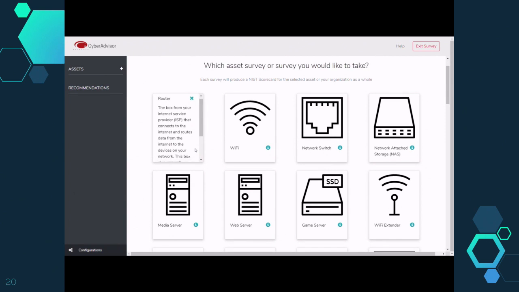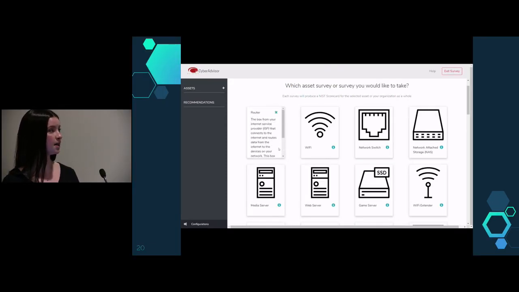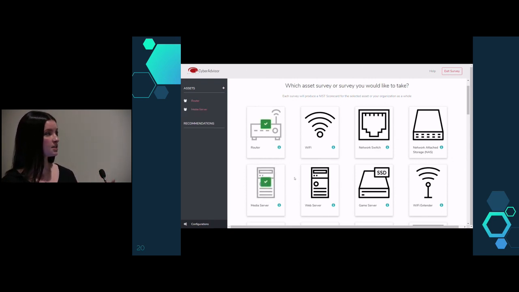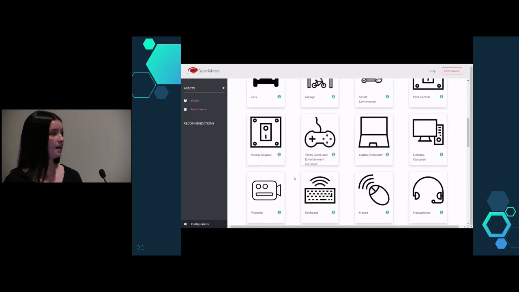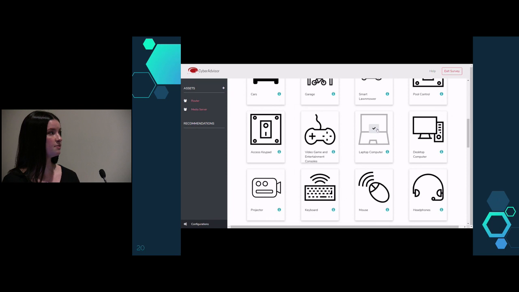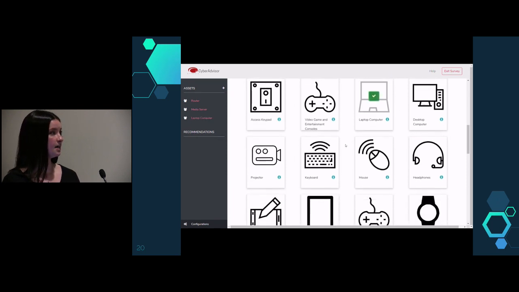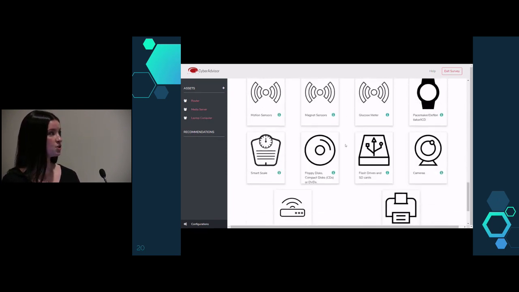We have some information, like a description of that asset, in case you're unsure if that's the one that you're talking about or not. And you can select multiple assets at a time. This is where you can select the ones that are part of your overall system, and then, like I said, you will be taking the survey for that particular asset. So in this demonstration, we're just selecting a few.